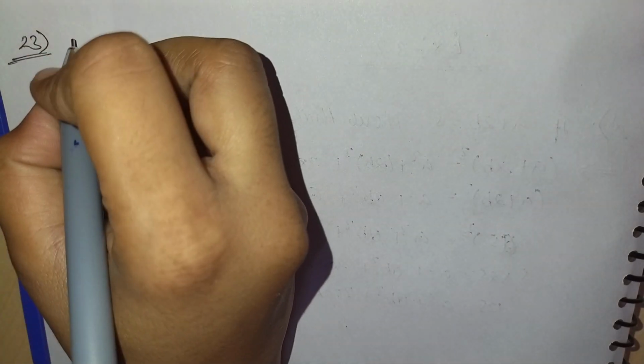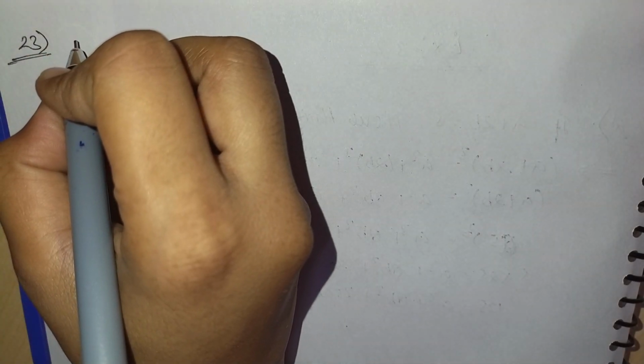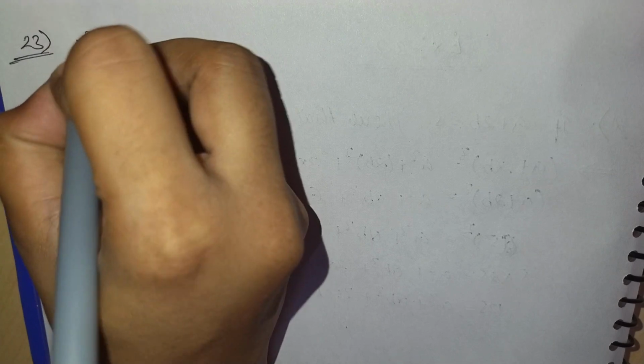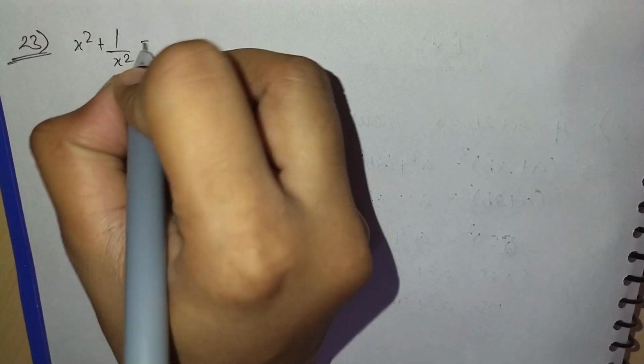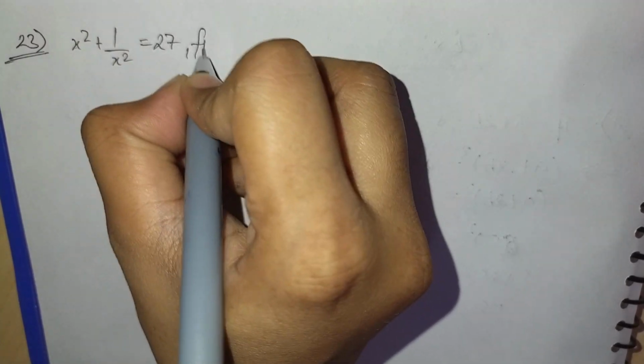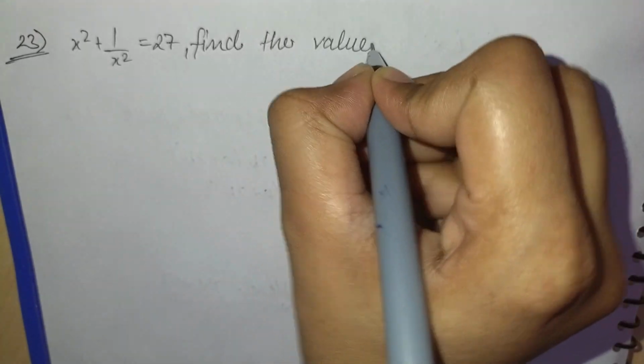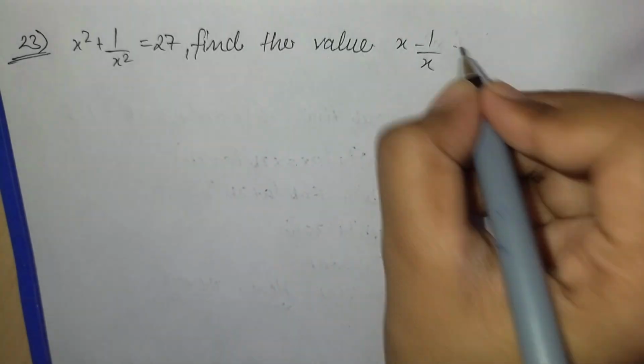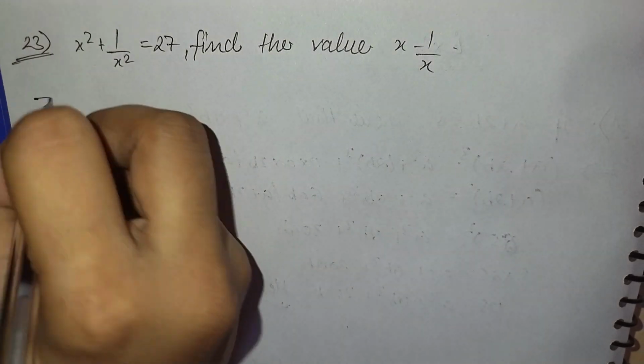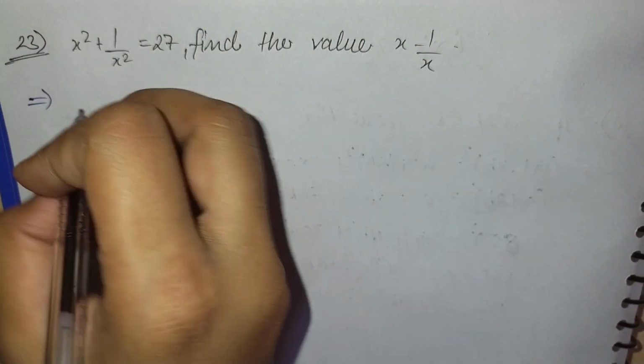Now let us solve the 23rd question, which says that if x square plus 1 by x square is equal to 27, then we have to find the value of x minus 1 by x. To find the value of this, we will firstly find the whole square of this part.